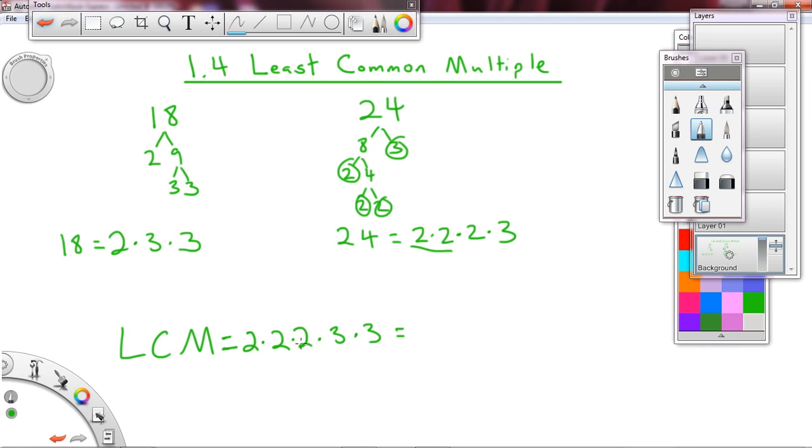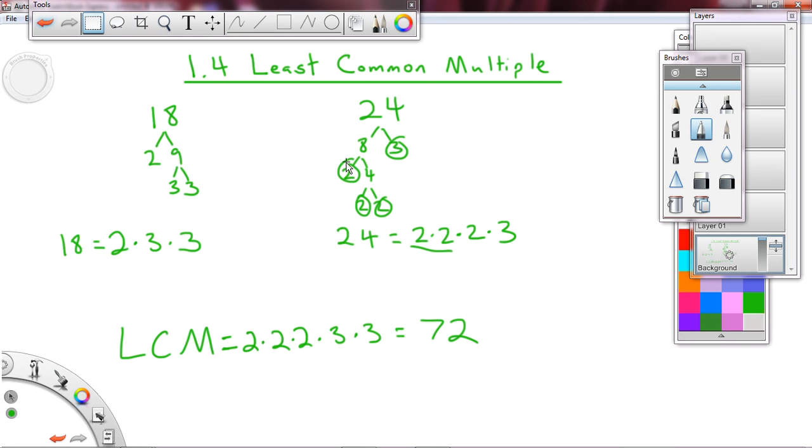That's our least common multiple. 2 times 2 times 2 is 8, times 3 times 3. 3 times 3 is 9, so 8 times 9. This number is 72. And that's the least common multiple of 18 and 24. Okay, now I took a long time doing that because I just described every step. But once you get a hang of this, this is so much faster than doing the old chart way.